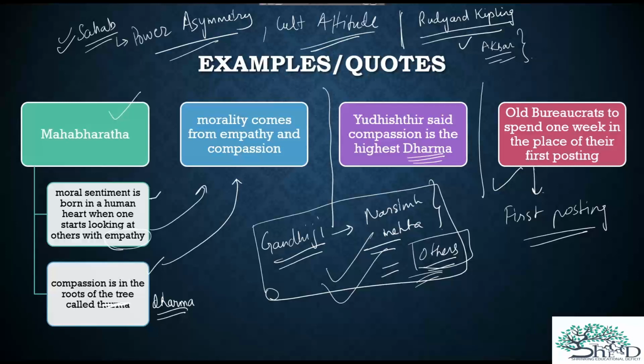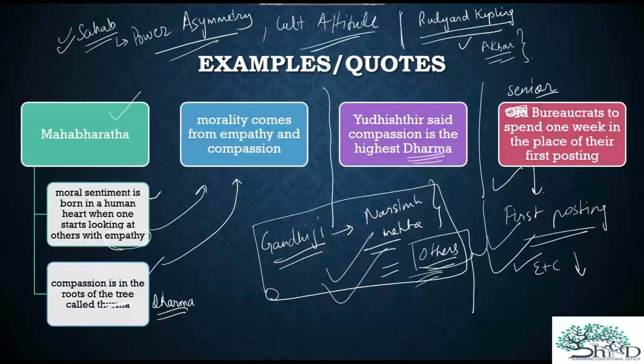But like I said, as the service goes on, the empathy and compassion gradient decreases. So the honorable Prime Minister has asked senior bureaucrats to spend one week in their first place of posting, to show them how far the village or district has come and how things can be improved, so that the armchair thinking or armchair attitude can go away.